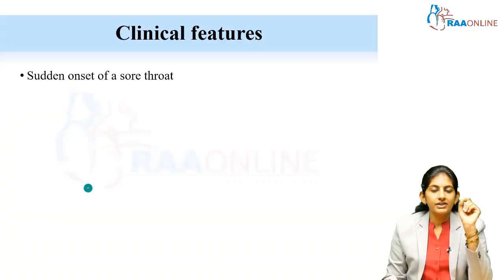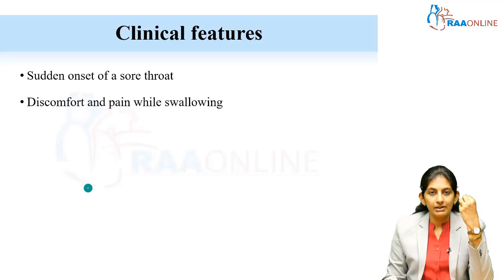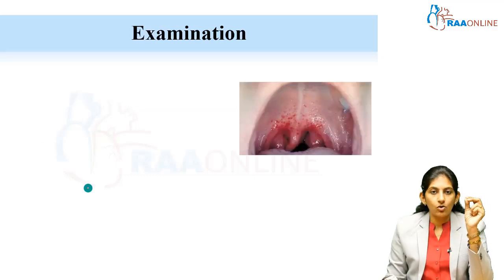So what are the clinical features of tonsillitis? Initially, tonsillitis and pharyngitis start as a sore throat. There is a sudden onset of a sore throat, with pain and discomfort when the kid is trying to swallow. In most instances, we do have a fever also. You examine the child, and many examination findings are positive in the oral cavity.